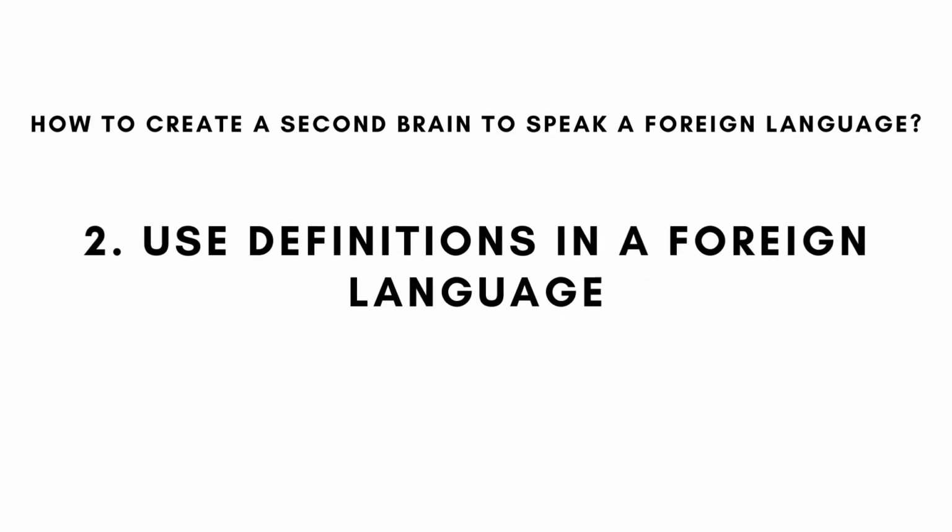How to create a second brain to speak a foreign language. Number 2. Use definitions in a foreign language. When you try to understand a word or a concept that is explained to you in a foreign language, guess what? You think in a foreign language.